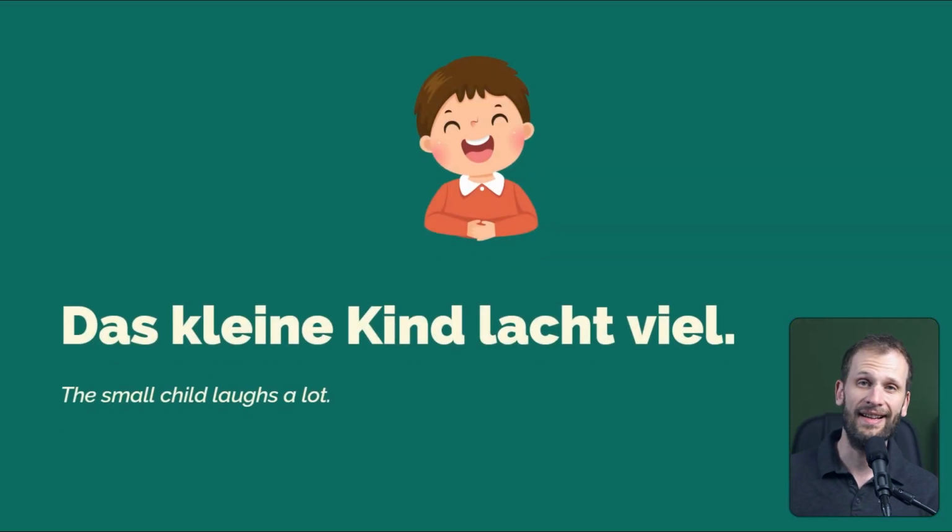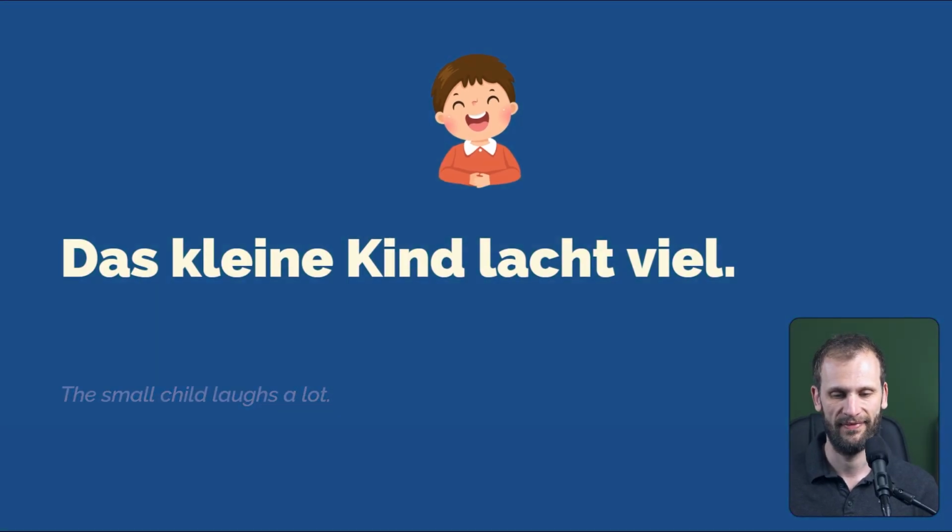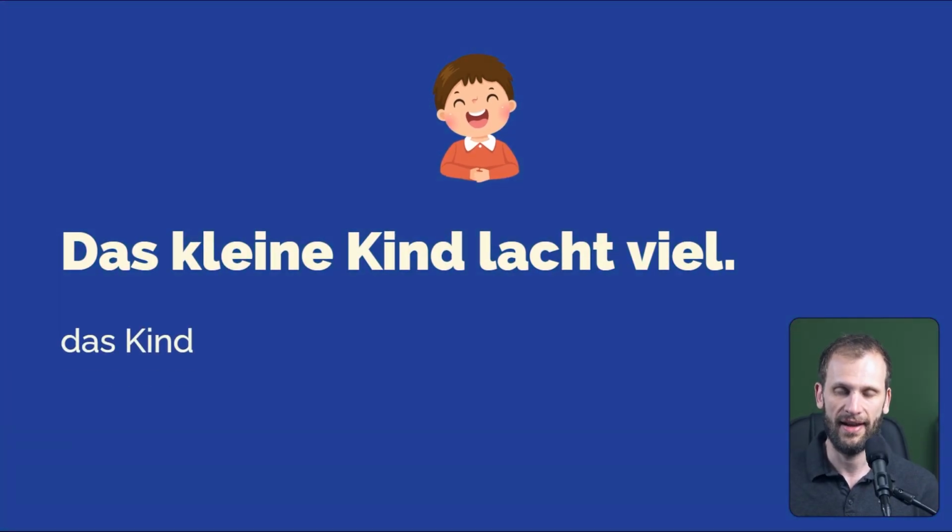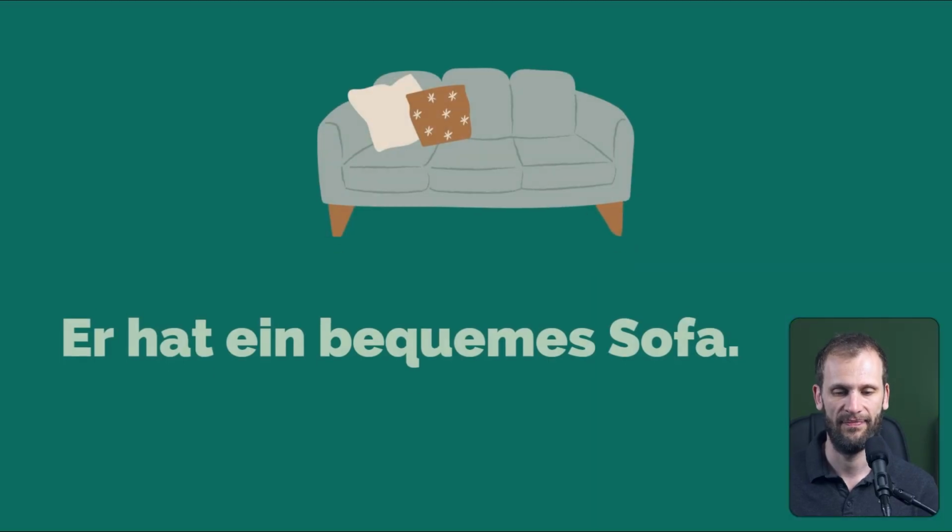Das kleine Kind lacht viel. The small child laughs a lot. Das Kind is, again, a neutral noun, and there cannot be a second S in this case, just an E. Das kleine Kind lacht viel.